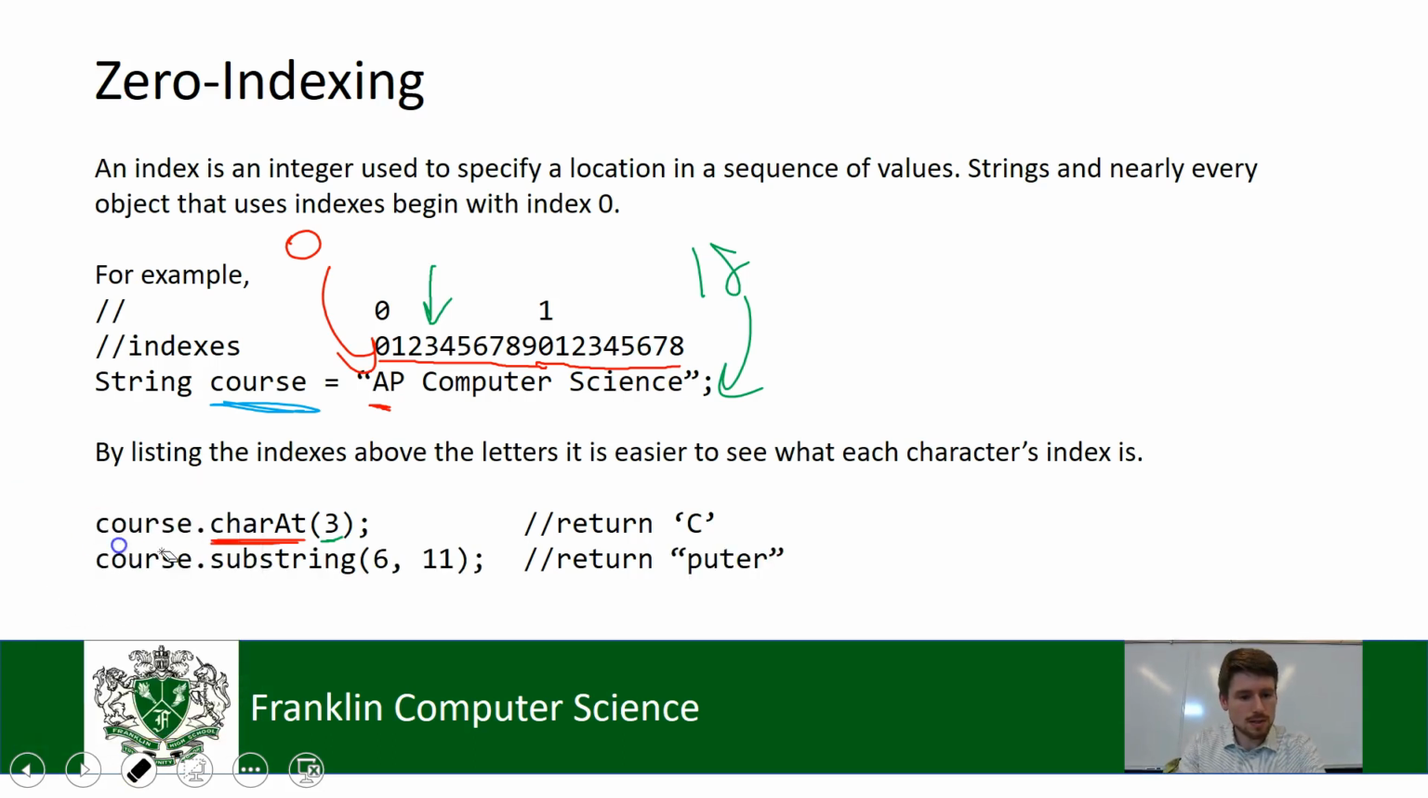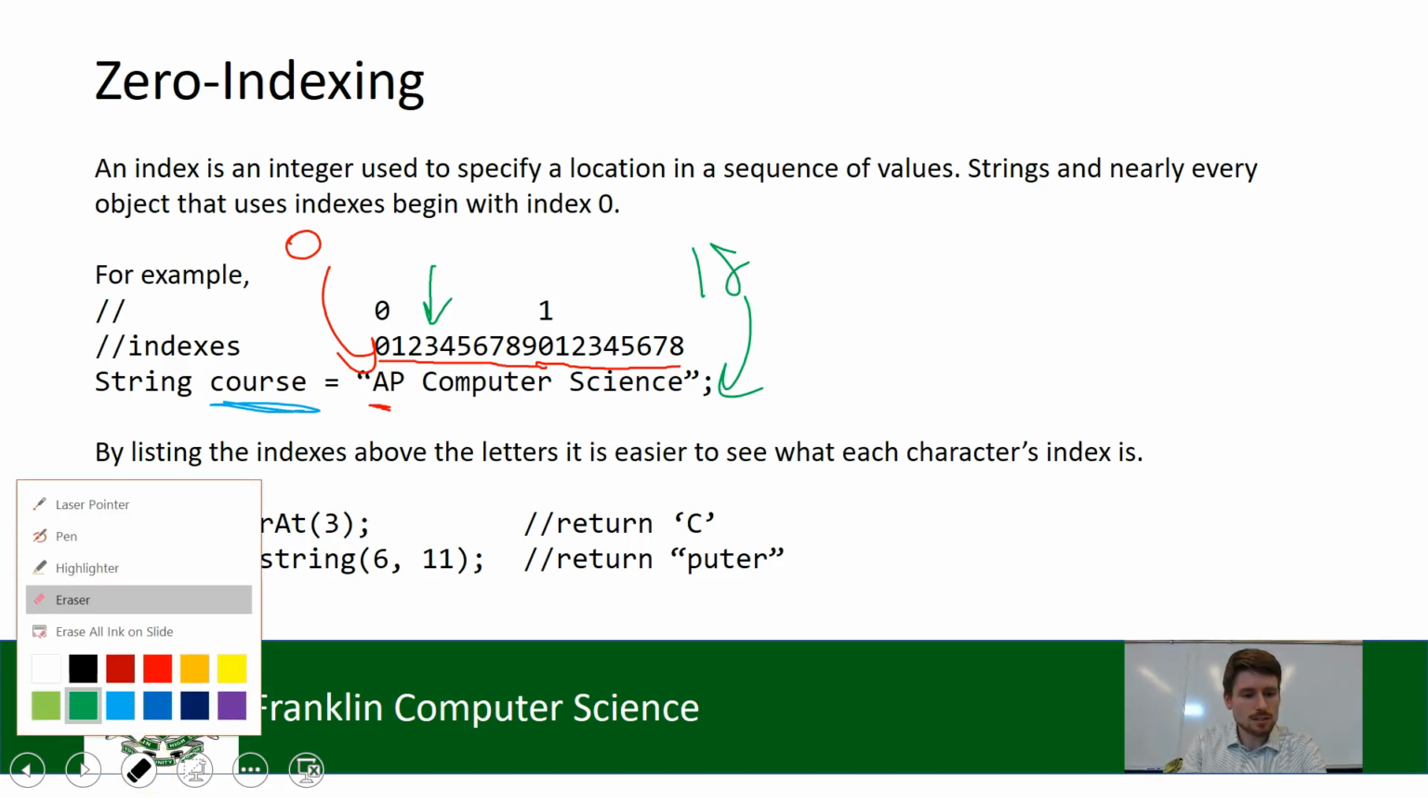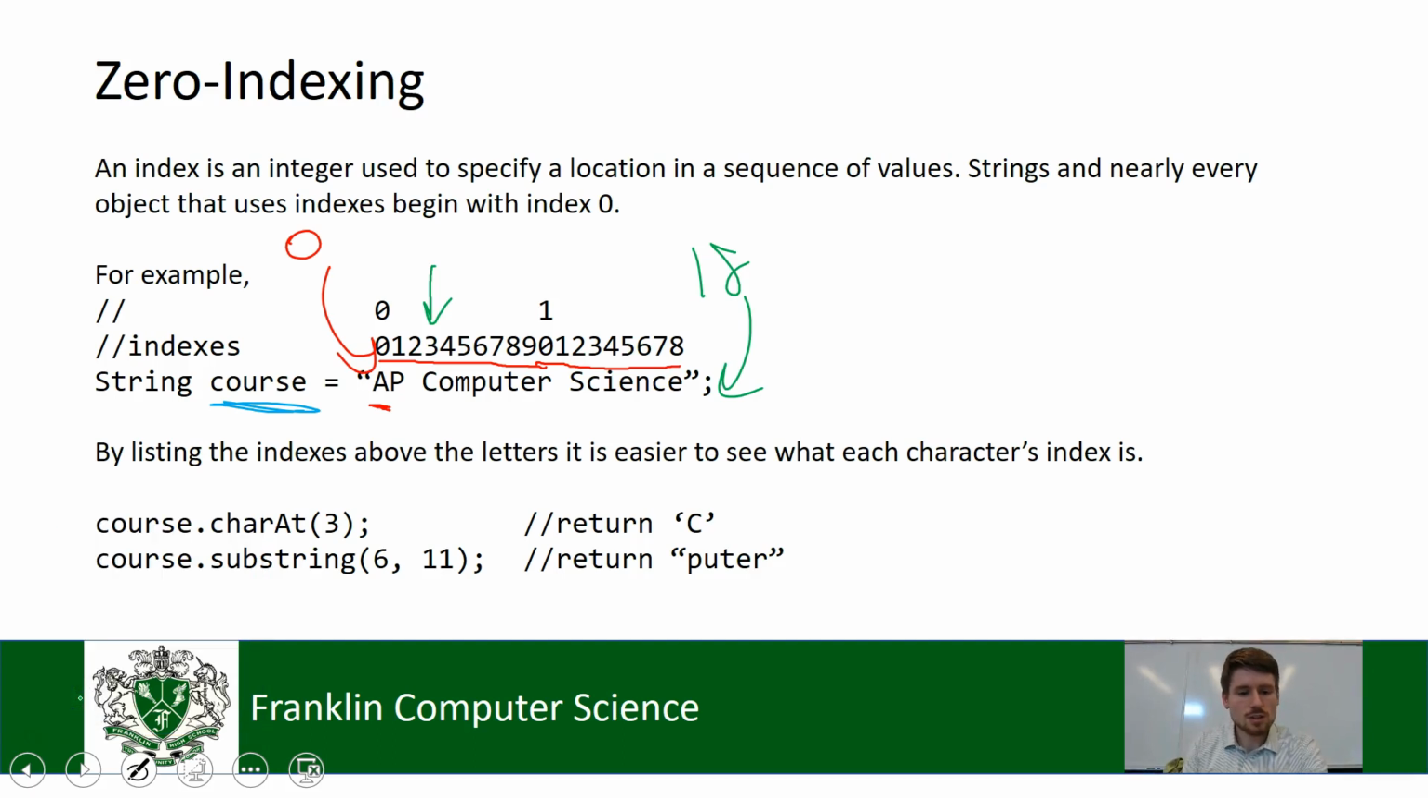And then, let's erase this. If we did course.substring(6, 11), so let's look at that. This is going to start from 6, and go up to and excluding 11. So we're going to stop 1 before 11, which is going to be at 10. So we're going to get 6, 7, 8, 9, and 10. So that's "puter" right there. And an easy way to figure out how many letters this returns is that if you did 11 minus 6, you get 5 letters.